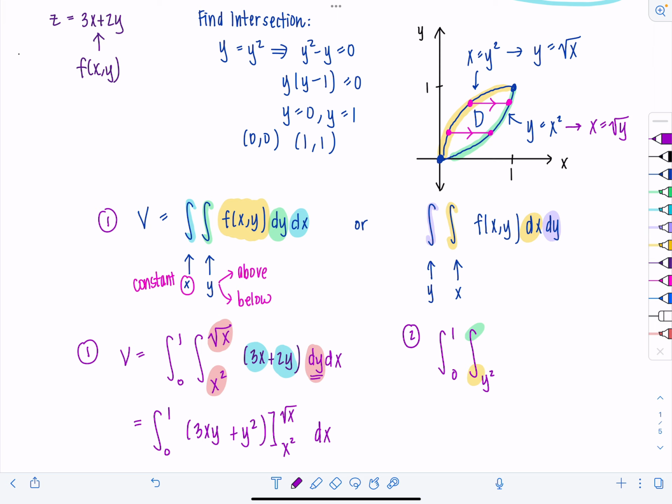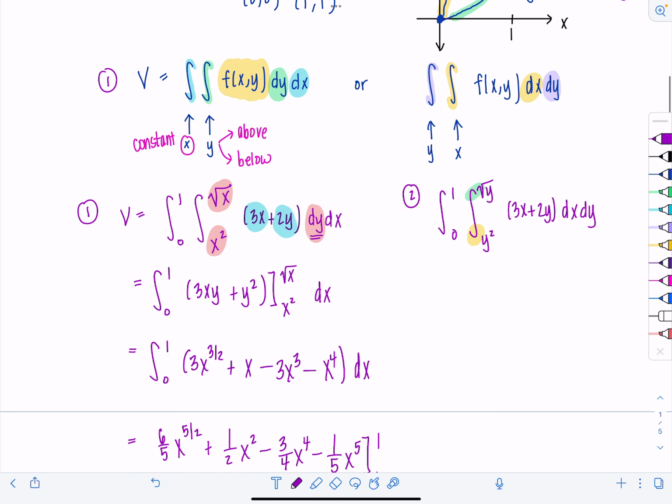Positive because we're in quadrant 1. So this is rad y. Do you see the difference? And then not much else changes. F of xy, you're just going to use the same thing, 3x plus 2y dx dy. All right, and then I'll let you work through the rest of the integral. The process is pretty similar. And guess what? You end up with 3/4, as we should. Otherwise, something went awry. Okay?